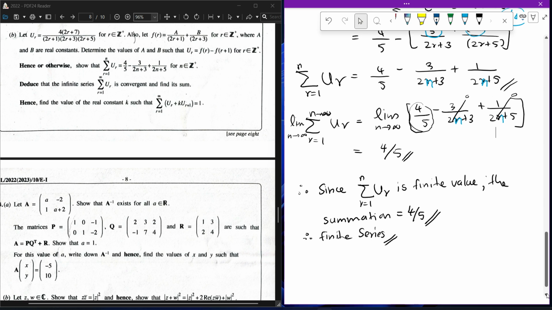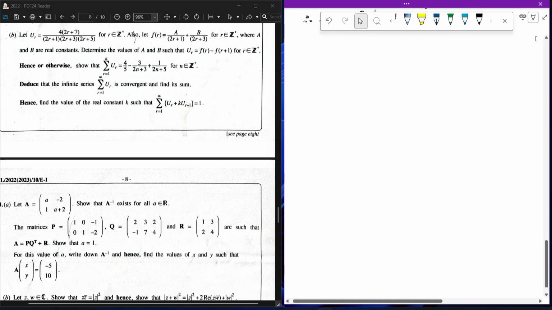So what they ask us next is: hence find the value of the real constant k such that the summation to infinity of ur plus k ur plus 1 equals to 1. This is another section actually. It's not related with this part, but we'll move on.